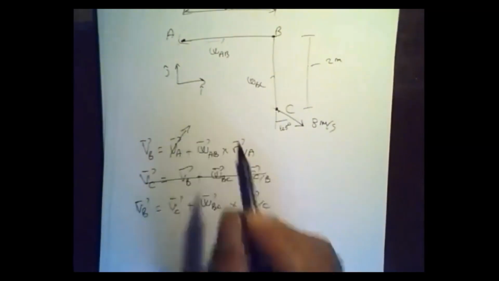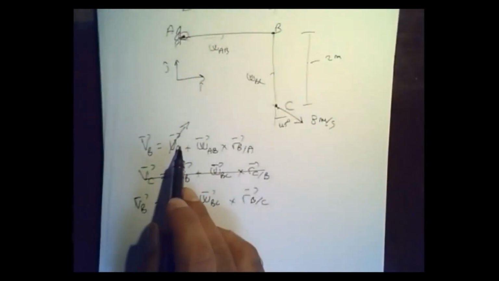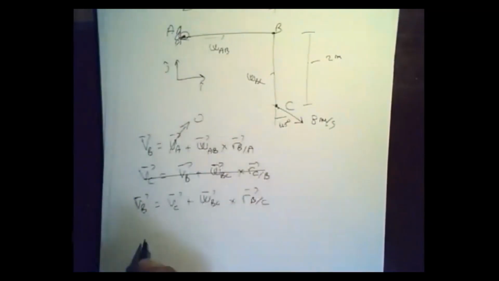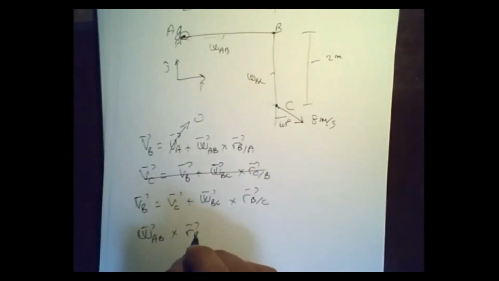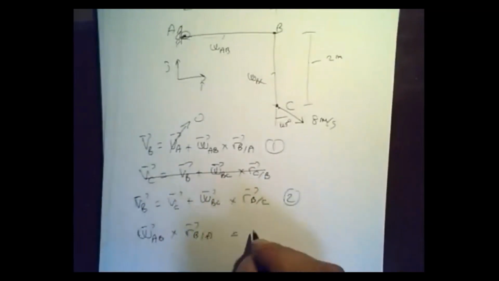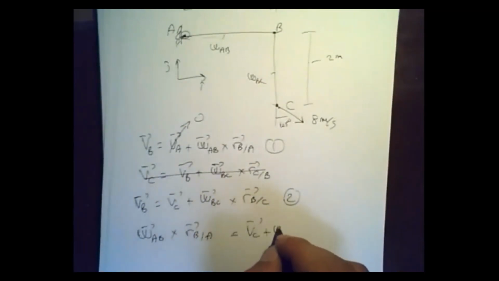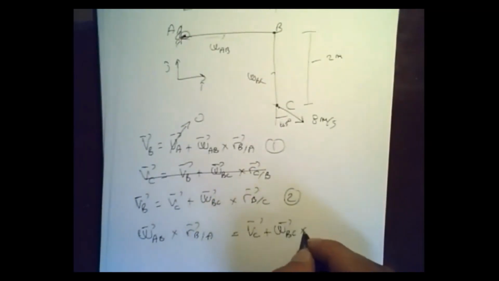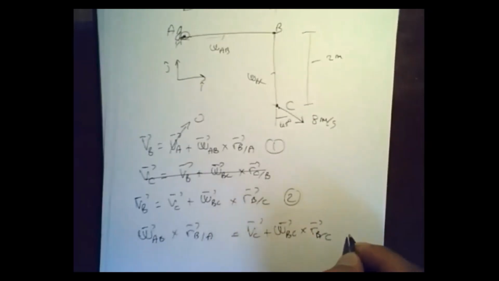The velocity of A is equal to how much? Zero, exactly. So I'm going to say omega AB cross RBA, this is equation 1. Equation 2 is going to be equal to VC plus omega BC cross RBC.